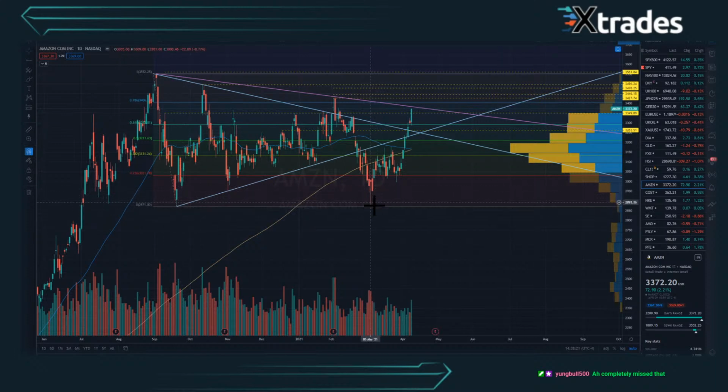And this was a great buying area, honestly speaking, but everyone was super unsure at that time because the markets for tech anyways just didn't look that great.